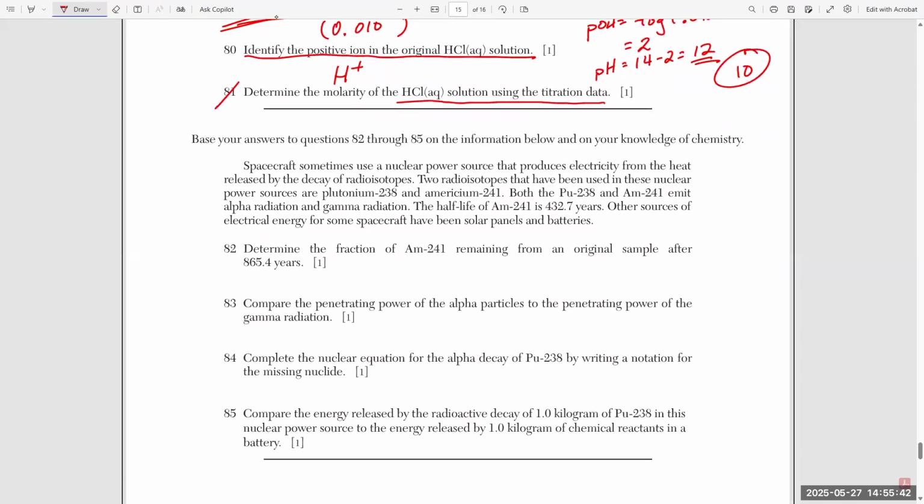Spacecraft sometimes use a nuclear power source to produce electricity from the heat released by the decay of radioisotopes. Two isotopes that have been used in the nuclear source are plutonium-238 and americium-241. Both Pu-238 and Am-241 emit alpha radiation and gamma radiation. The half-life of Am-241, they gave us the half-life. This is important. Why? I'll tell you that in a second. The other source of electrical energy is solar panels. Determine the fraction of the Am-241 remaining from the original sample after this many years, right?